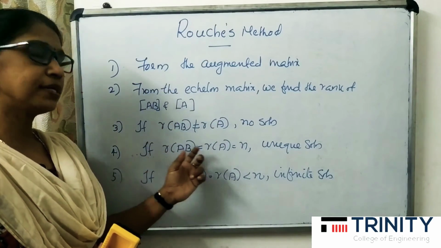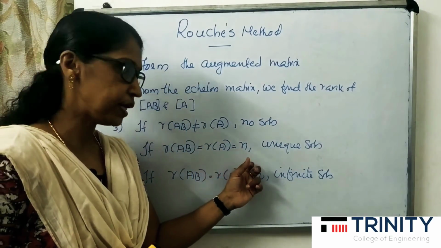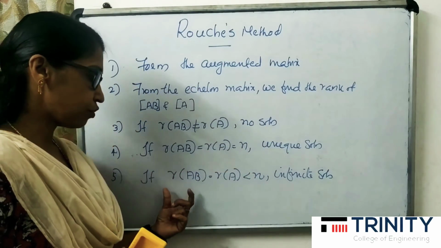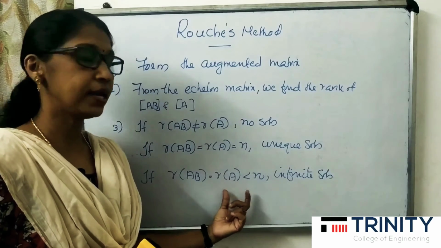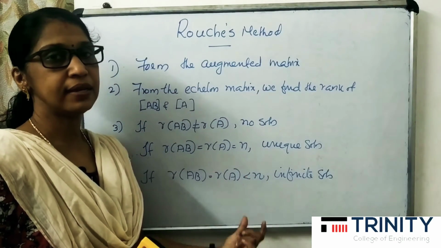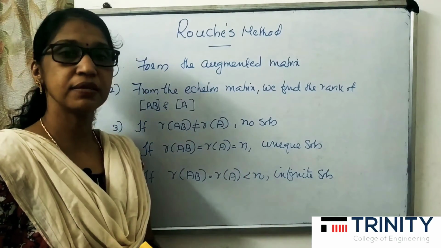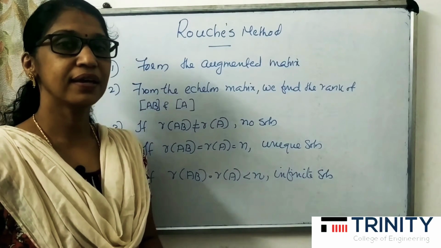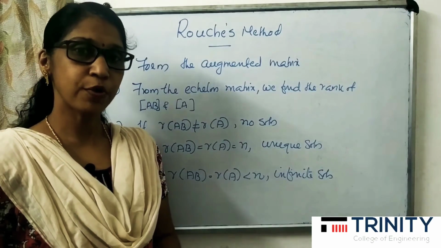If rank of AB is equal to rank of A is equal to n, then the system is consistent and has a unique solution. And if rank of AB is equal to rank of A and less than n, the number of unknowns, then the system will possess an infinite number of solutions. Okay. Now we shall move on to some problems.